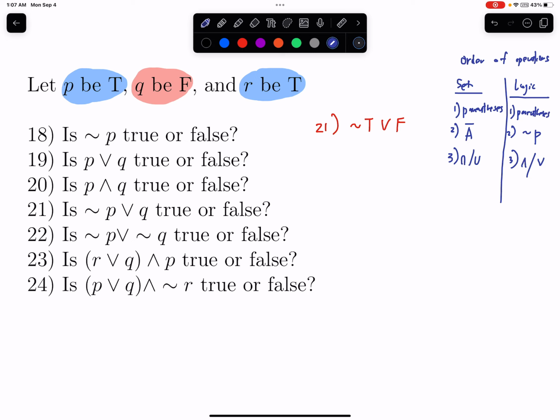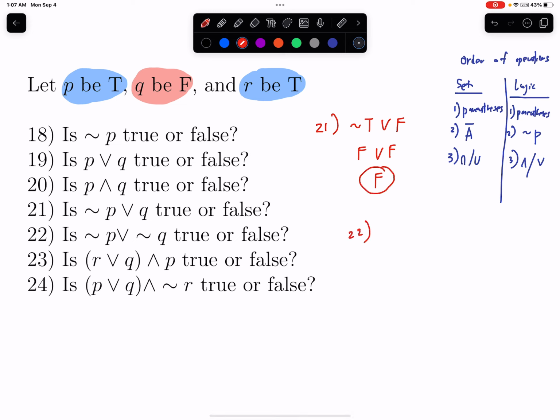Okay, so what does that mean then? When I'm looking at 21, what should happen first? The negation happens first. So I'm going to end up with not true becoming false. I have false or false. False or false I know to be false, because remember, or has got to have some true to be true, right? So that's the answer right there.